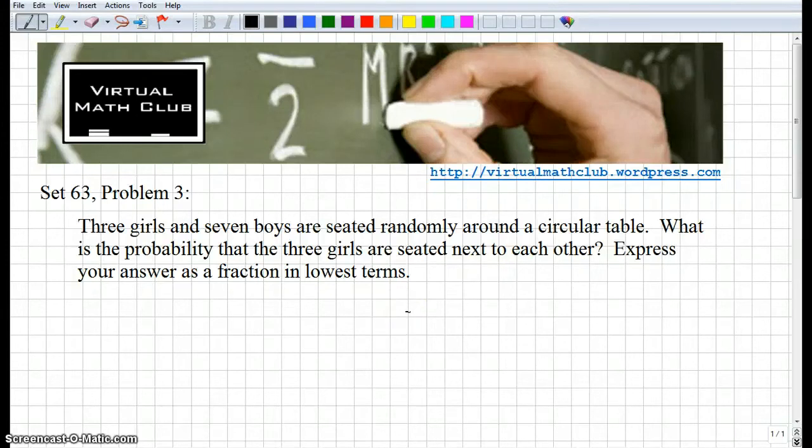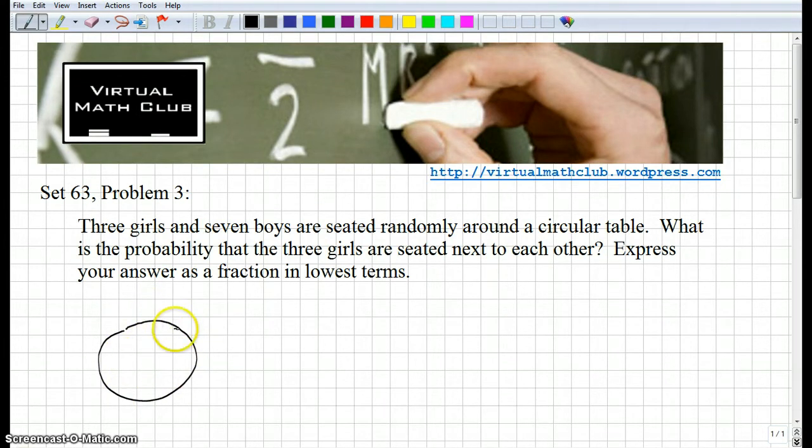Alright, we've got 3 girls and 7 boys, and we're going to seat them randomly around a circular table. What's the probability that the 3 girls are seated next to each other? Because of course the girls want to sit next to each other. They're the minority, so they want to sit by each other.